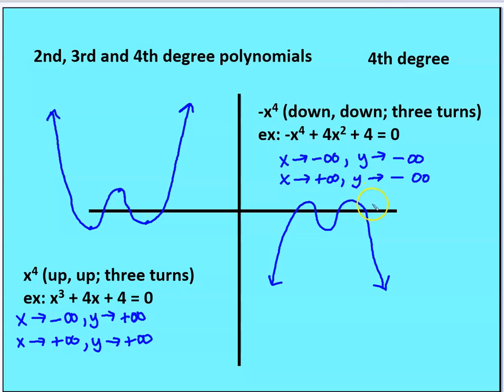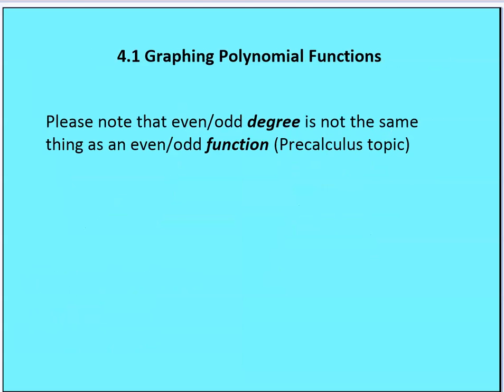I have 3 turns, so one fewer turn than the degree value. So quadratic, exponent value is 2, turns 1. Cubic, exponent value 3, max turns 2. And then 4th degree, max turns 3, maximum number. Okay, so I need to clarify that an even or odd degree is not the same as an even or odd function. That is a separate concept, which you'll discuss in pre-calculus.